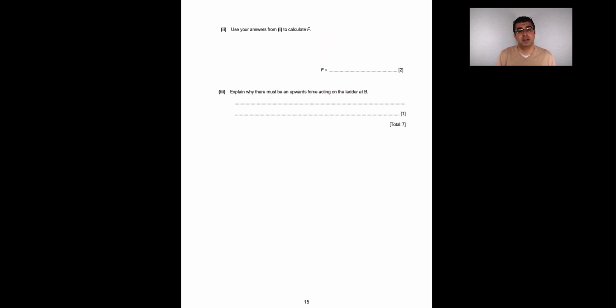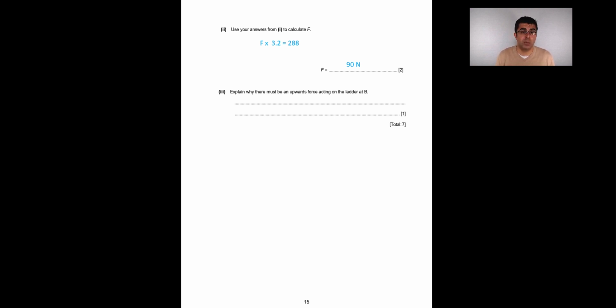Use your answer from part 1 to calculate F. Well, they've actually guided you through this. Remember, clockwise moment equals sum of anti-clockwise moment for a system to be in equilibrium. So in other words, your 290, here the actual answer was 288, equals F times 3.2. And if you rearrange, we get 90 newtons.